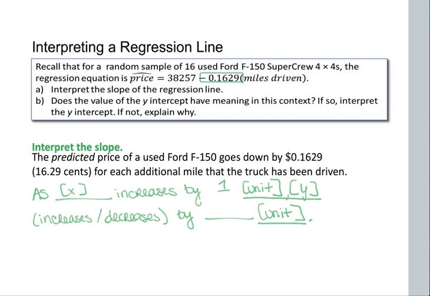Now let's talk about your y-intercept. Your y-intercept is when your x value is equal to 0. Your x value is miles driven, correct? So I have a question. Can you buy a car that has no miles on it? Yeah, you can. It's a brand new car. Should you? That's up for debate. We'll talk about it later. Okay? So essentially that means that your y-intercept would be equal to 38,257. So a brand new Ford F-150, according to this model, costs $38,000.